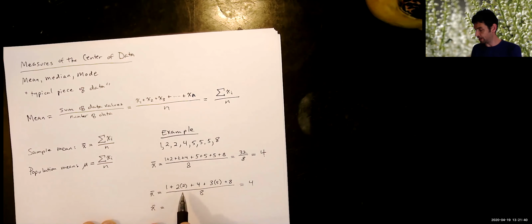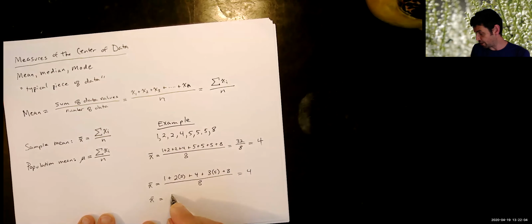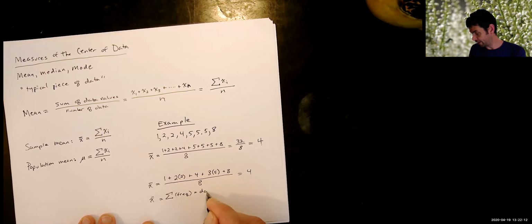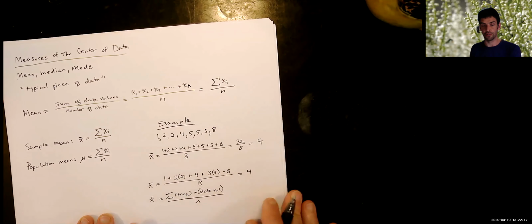However, one thing we might notice, this is the frequency of the data times the data value. The frequency of the data value 1 is 1, so 1 times 1. The frequency of the data value 2 is 2. The frequency of the data value 4 is 1, so 1 times 4. The frequency of 5 is 3, times 5, plus 8. In other words, an alternative way to calculate the mean is to take the frequency times the data value, divided by the number of data.